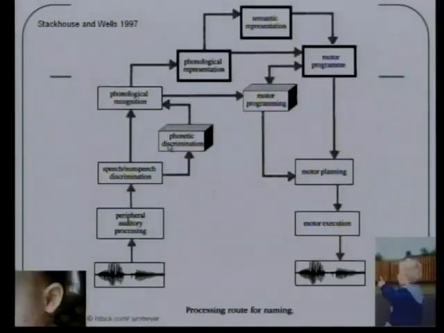If it's a new sound, as with children under one, they're learning the sounds of their own language, and they're learning to discriminate those sounds. That's what we mean by phonetic discrimination. Once we've got the hang of the sounds of our language, we call that phonological recognition. We recognise the sounds of our own language.